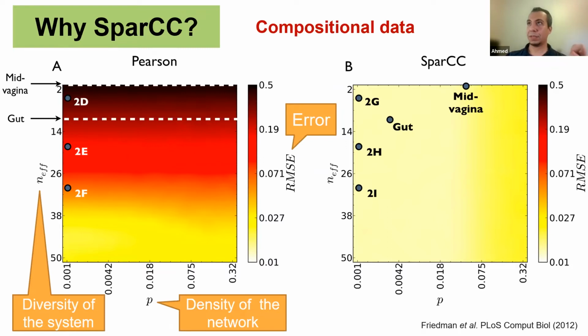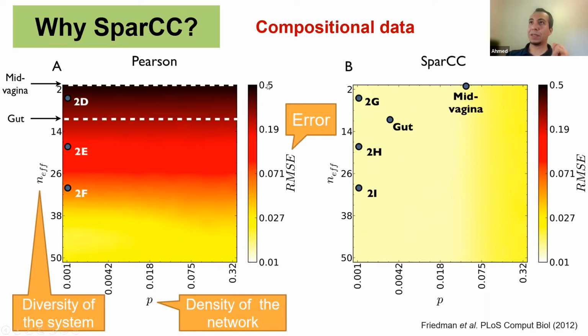This is not natural data, okay? And they try to compare these two different methods by basically calculating the error: how many times you are getting a correlation incorrectly, a false positive correlation, a false positive hit. You're getting correlations that are spurious, that are not meaningful. And this is Pearson here on the left, and this is SPARCC on the right.